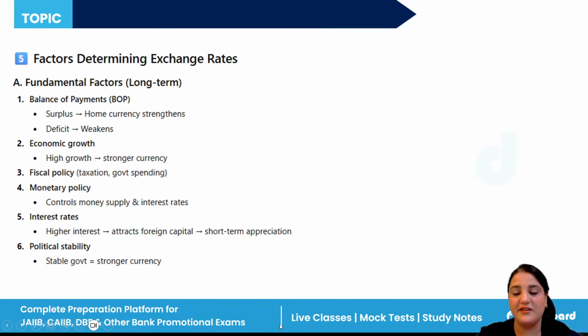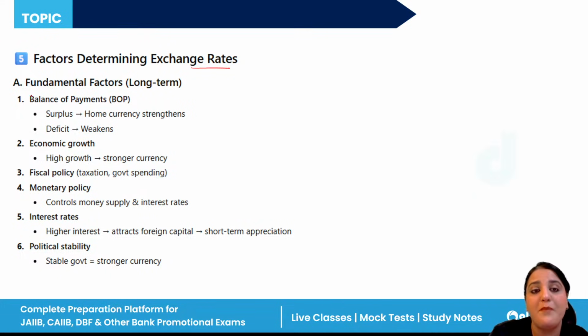So what are the factors that determine the exchange rate? There are three factors: fundamental factors, technical factors, and speculative factors. Fundamental factors are generally long term factors, in which we include balance of payments. If foreign reserves are in surplus, that means the home currency becomes stronger. But if foreign reserves are in deficit, that means the currency weakens.